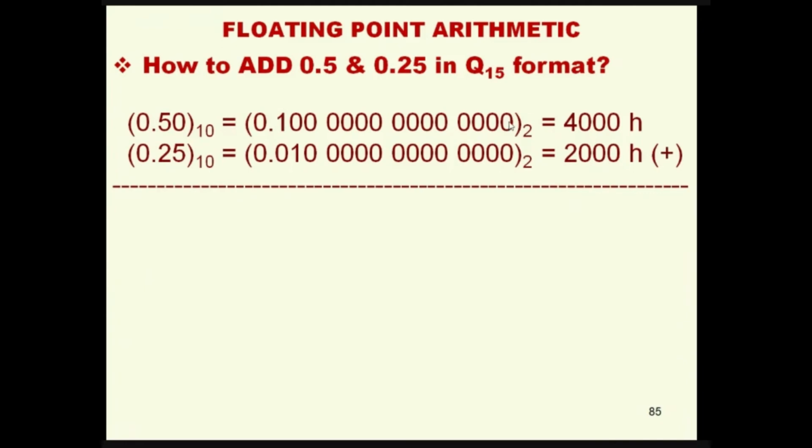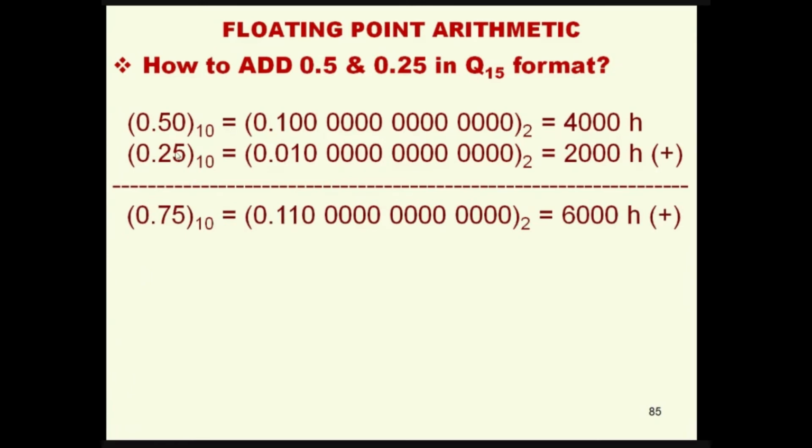Similarly, when you add this in binary, here it is 0110. So 0.5 plus 0.25 is 0.75. If you look at the answer, 0.5 plus 0.25 equals 0.75 in decimal. When we add this in binary, 0100 plus 0010 equals 0110, something like this. But actually what you are able to see in memory is 4000 plus 2000 equals 6000 in hexadecimal. With respect to binary, it is something like this. But when you see it in Q15 format, it is 0.5 plus 0.25 equals 0.75.